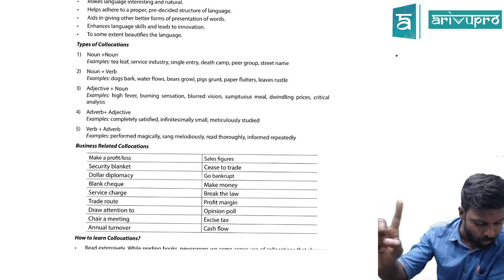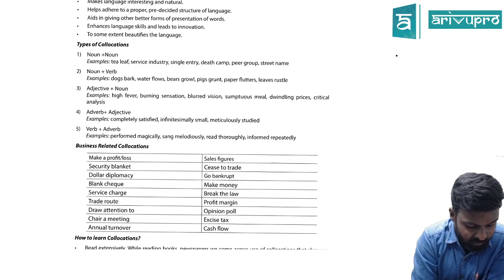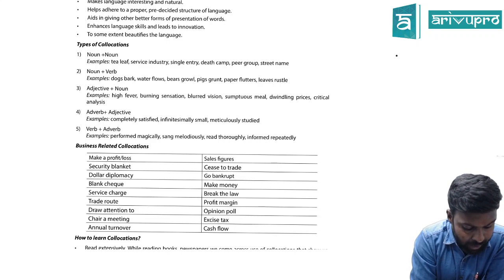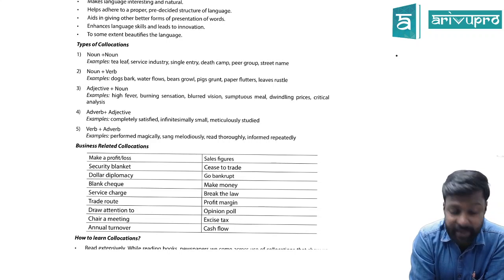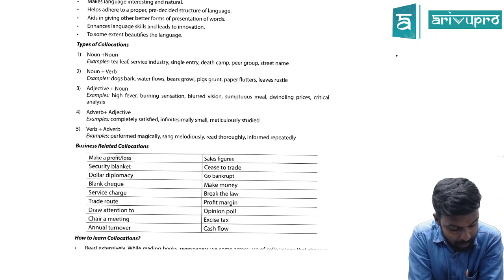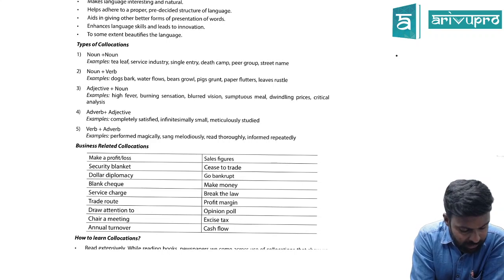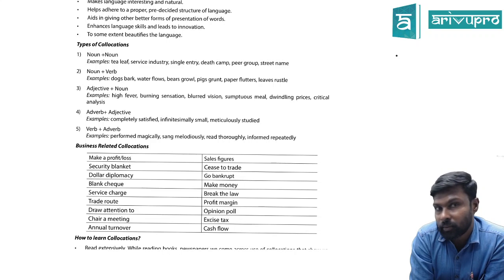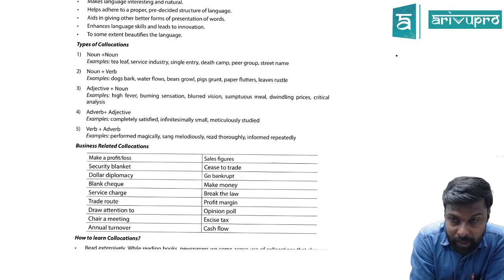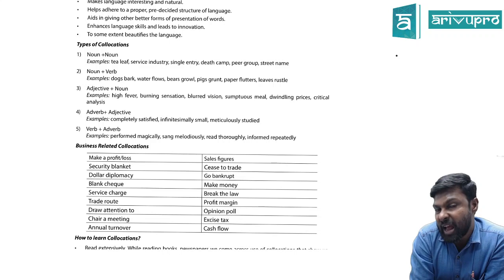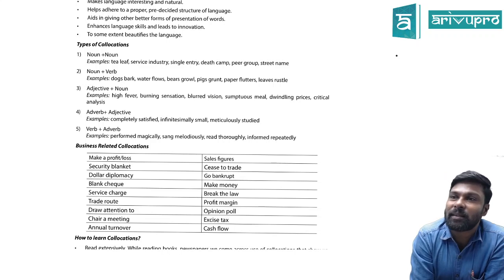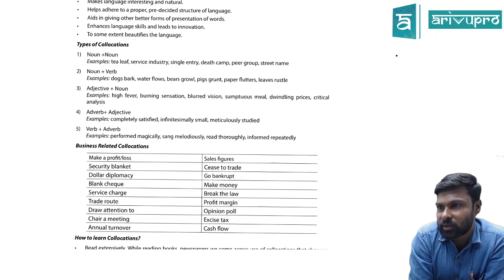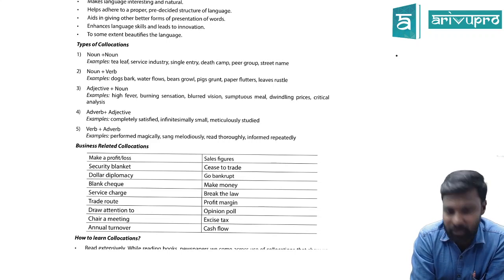What are the types of collocation? Number one, noun plus noun. Tea leaf. Service industry. Single entry. Death camp. Peer group. Street name. Noun plus verb. Dogs bark. Water flows. Bears growl. Pigs grunt. Paper flutters. Leaves rustle. Crow caws, C-A-W-S. Elephant trumpets. Which bellows? Which neighs? N-E-I-G-H. Horse neighs. So these are things that you'll have to develop.